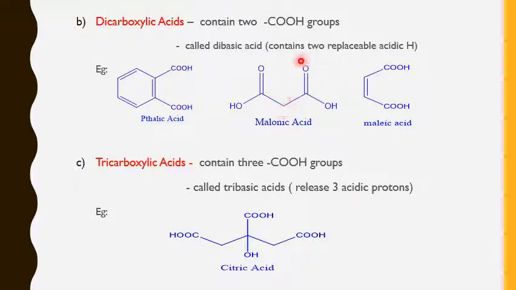This is unsaturation, but it is in the functional group part. But here it is just CH2. That means this contains only sigma bonds, not pi bonds. Therefore, it is also an example of a dicarboxylic acid.